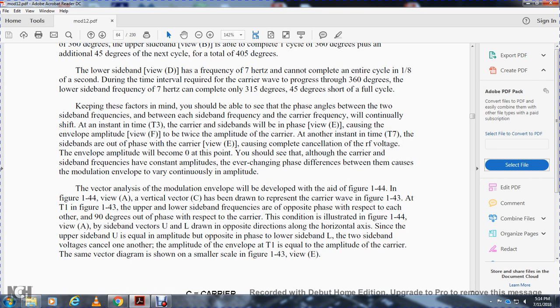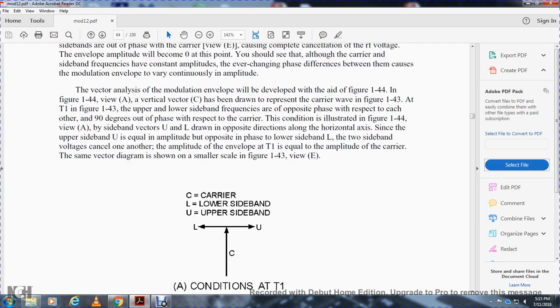Another instant is time 7. The sidebands are out of phase with the carrier, view E, and cause the complete cancellation of the radio frequency voltage envelope. The amplitude will be 0 at this point. You should see that although the carrier and sideband frequencies have constant amplitude, their phase is ever changing. The difference between these causes the modulation envelope to vary continuously in amplitude.